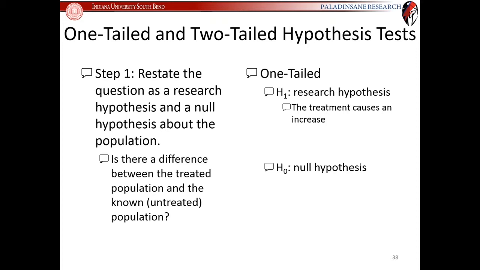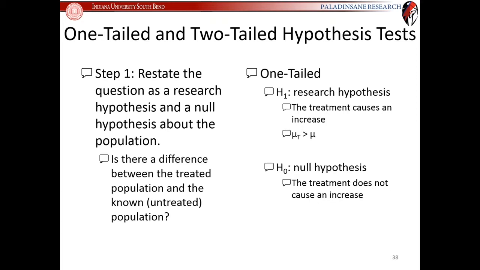So do the research hypothesis first. The treatment causes an increase. The null hypothesis has to be the complete opposite of that. And the complete opposite of causes an increase is that your treatment does not cause an increase, right? Your treatment does not increase the scores. So treatment causes an increase, research hypothesis. Treatment does not cause an increase, that's your null hypothesis. Exact opposite of each other.